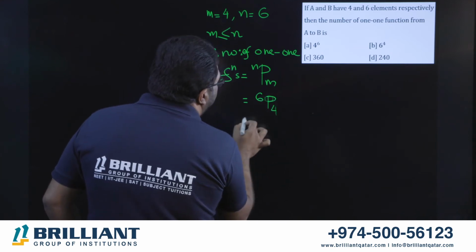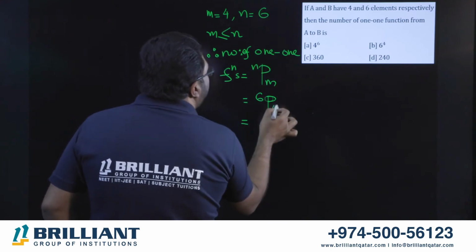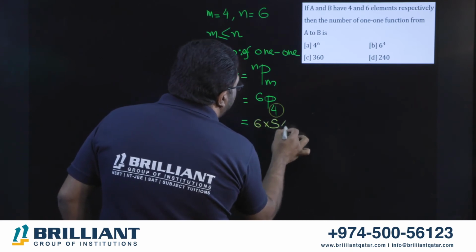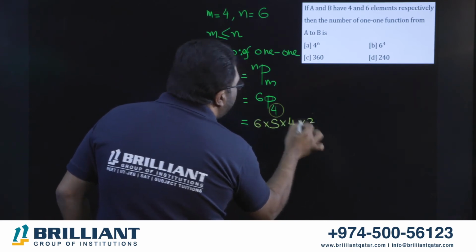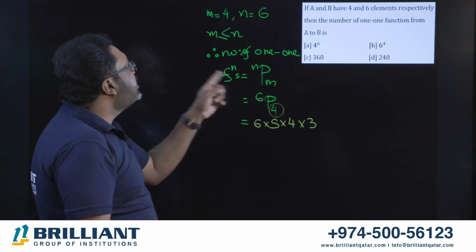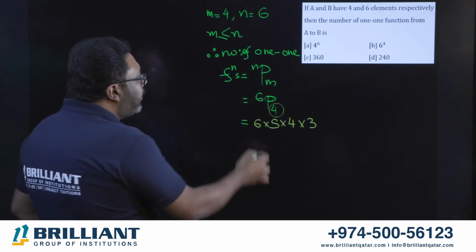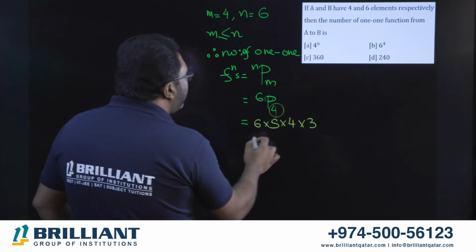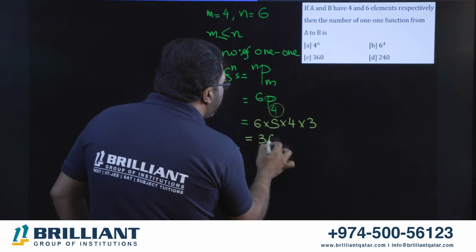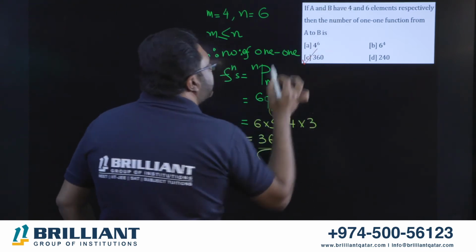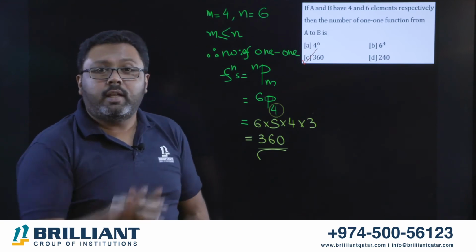That is equal to 6p4. What was the technique I told you? The number below is 4, so you write 6, 5, 4 and 3. That is, you multiply 4 numbers starting from 6. 6 5s are 30, 30 into 4 is 120, 120 into 3 is 360. So your answer is 360. Option C, 360. Very easy answer.